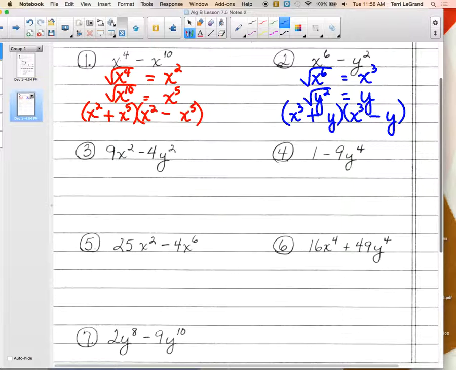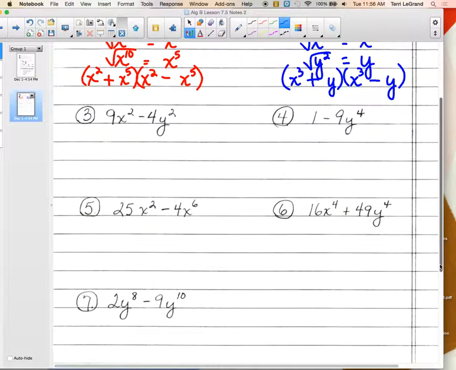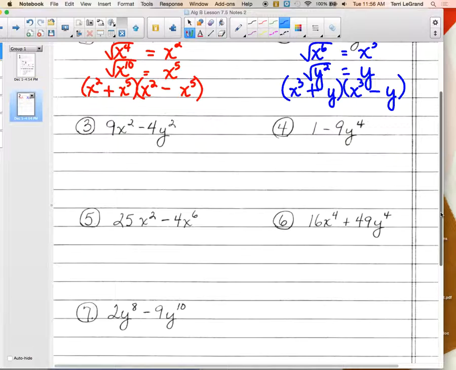Okay, number 3. First question, is it subtraction? Yes. Okay, so we go to trying to take square roots. Do we have perfect squares here? Can we take the square root of 9x squared? Yes. What is it? 3x. Square root of 9 is 3, square root of x squared is x.